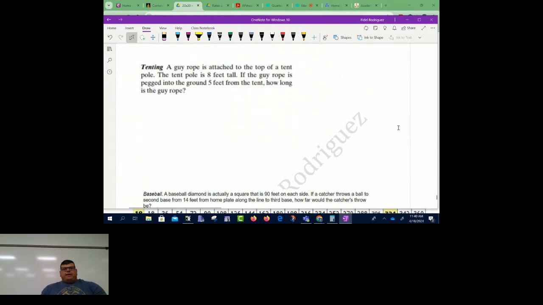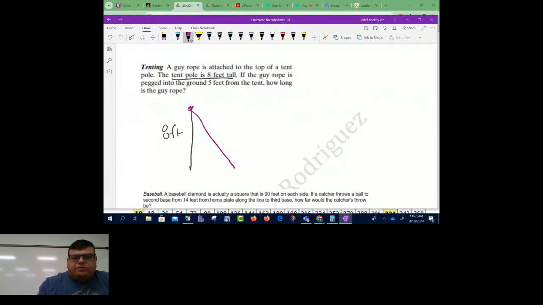Okay, let's take a look at this one about the tent. It says a guy rope is attached to the top of a tent pole. The tent pole is 8 feet tall. If the guy rope is pegged into the ground 5 feet from the tent, how long is the guy rope? So let's take a look at what's going on here. We got a tent pole that's 8 feet tall. So this is 8 feet. And then we have a rope that goes from the top down to the ground. Where it's tagged into the ground, the distance from here to here is 5 feet. Again, if you notice, here's my right triangle.